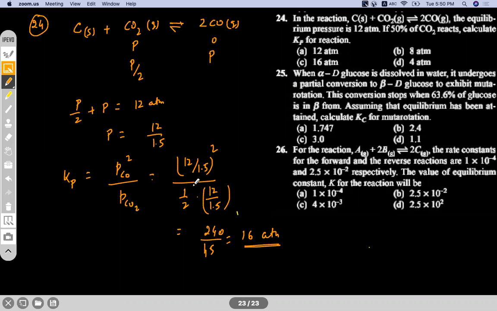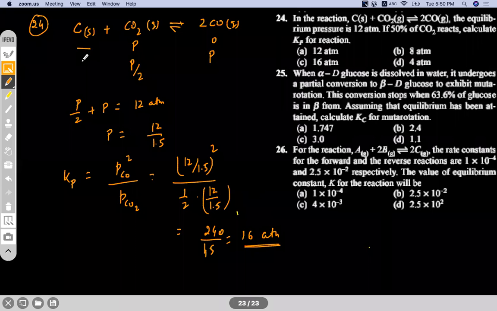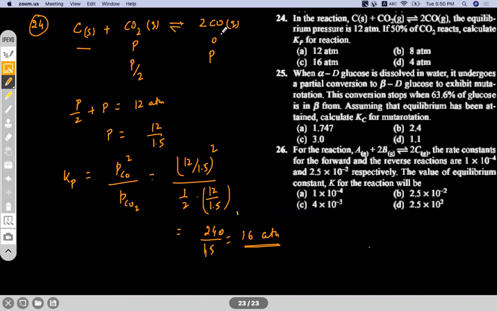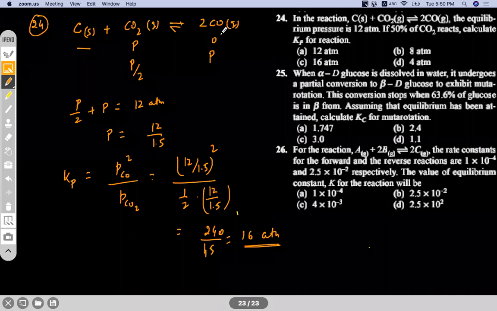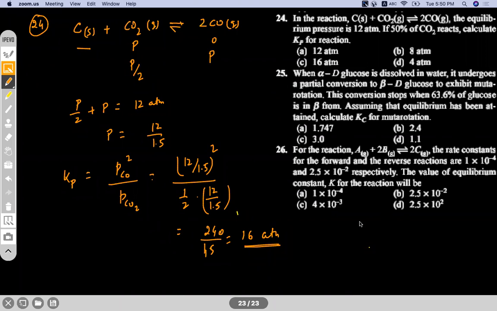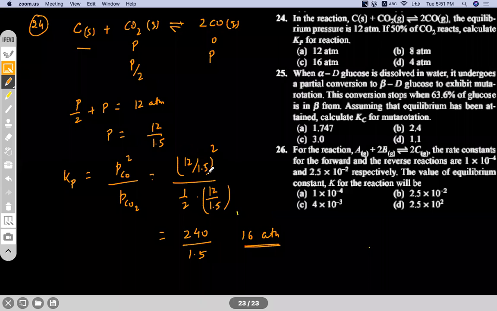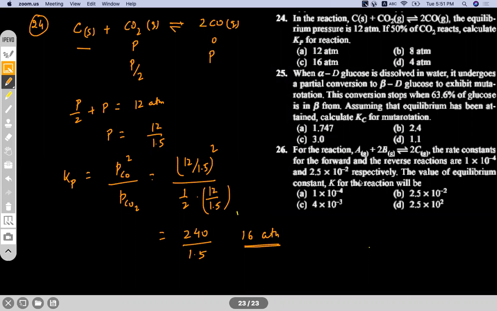Since the initial pressure is not given, I have assumed it as P, because this is solid. You can ignore this. This is zero. You can also take this as one. That is also fine. Okay, one concentration. But I assume P, and that P we can find out with equilibrium concentration. Yeah, 240 by 1.5 we have over here. Once you solve, you'll get this only. This entire thing will get canceled. This 2 will get multiplied by this by 1.5. So 240 by 1.5. Is that clear?